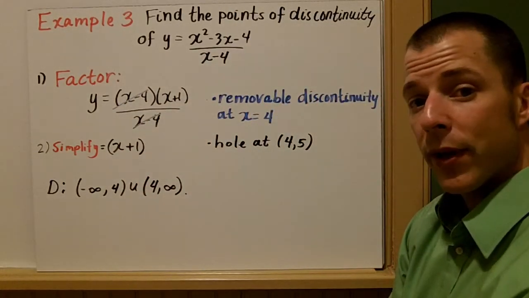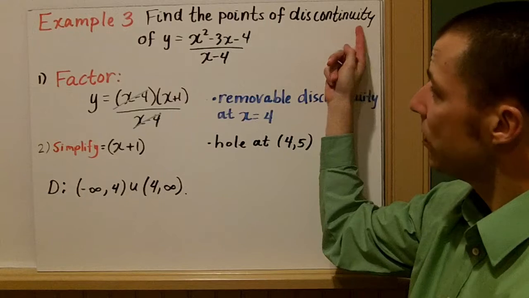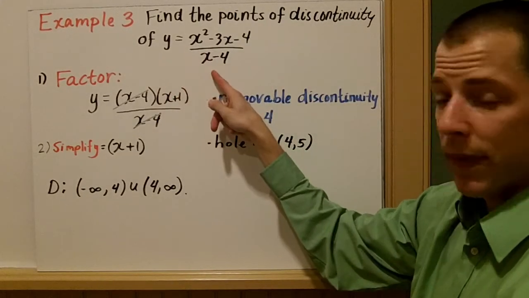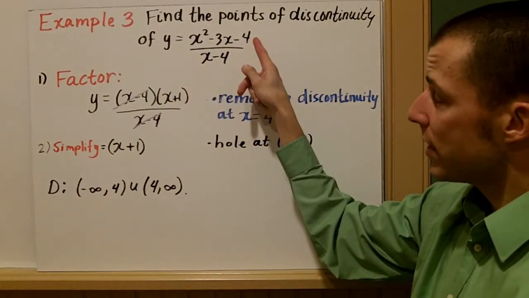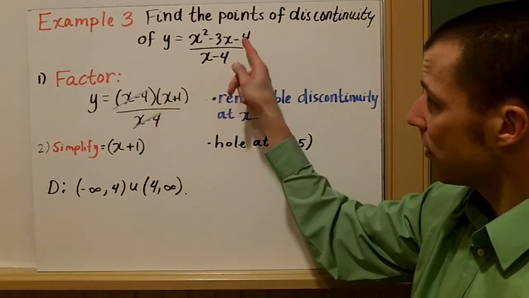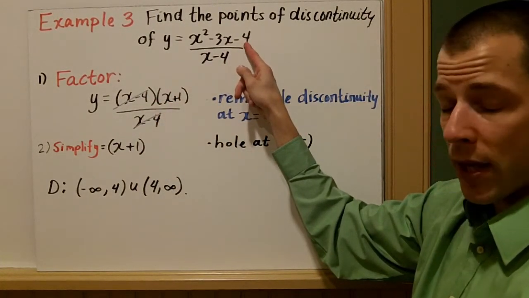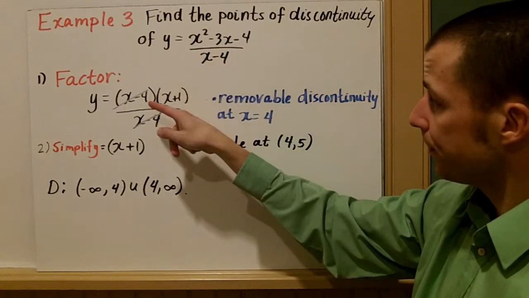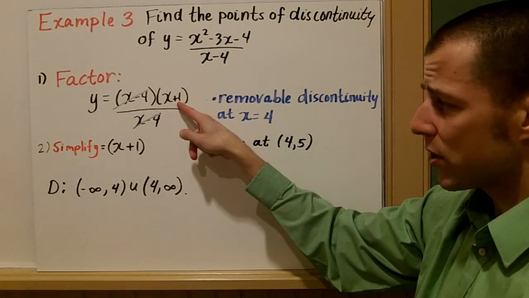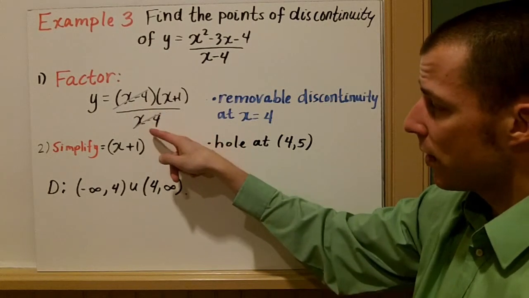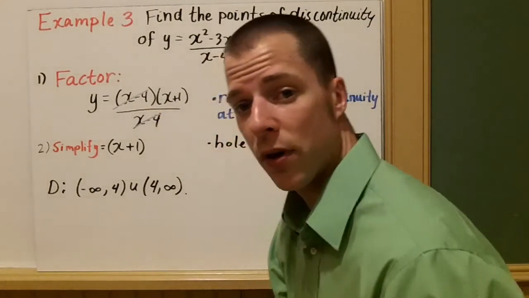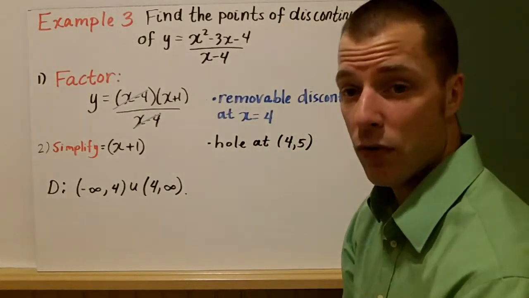All right, example 3. Again, find the points of discontinuity of this function. Now I'm going to try to factor this function, and I look at the numerator and I see it's a quadratic, so I can factor. 2 numbers that multiply to be negative 4 and add to be negative 3 are negative 4 and plus 1. But notice how in the numerator I have a factor of x minus 4 and the denominator is x minus 4. I have something I can remove.